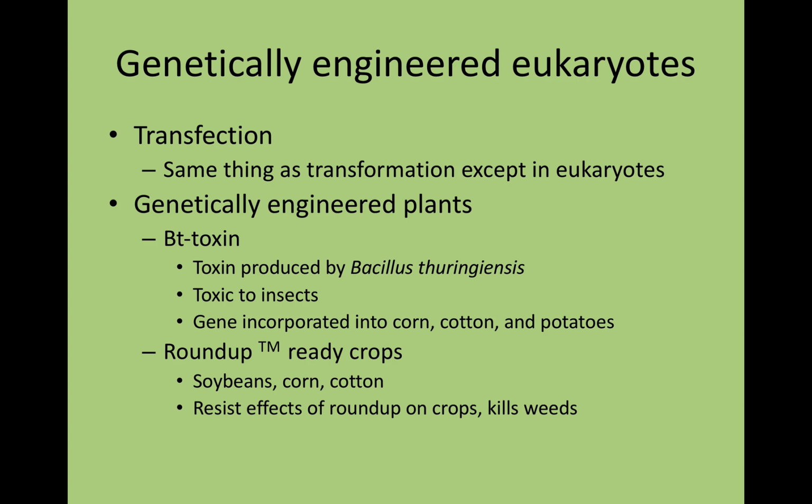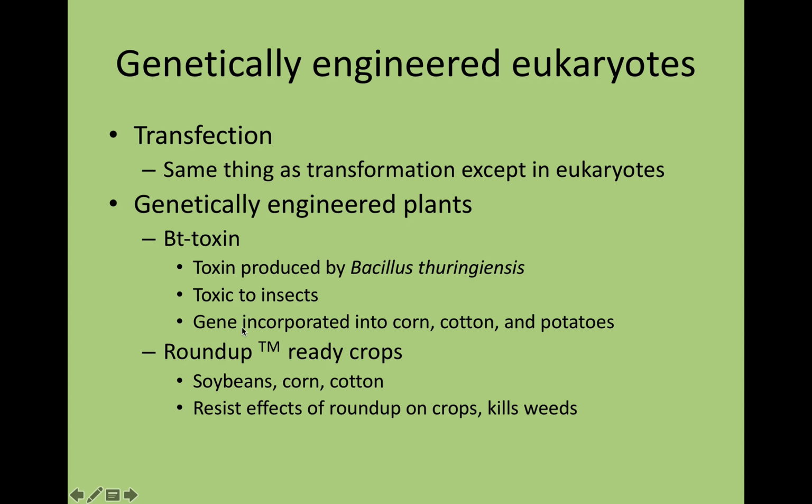Genetically engineering eukaryotes is done through a similar process that we mentioned with E. coli and producing insulin. The process, however, is called transfection. Transfection is the same as transformation, except in eukaryotes. It allows us to genetically engineer plants, such as Bt toxin plants. The toxin is actually from a gene produced by this organism, Bacillus thuringiensis. So we've isolated the gene from the organism and inserted it into plants, and this toxin is toxic to insects.